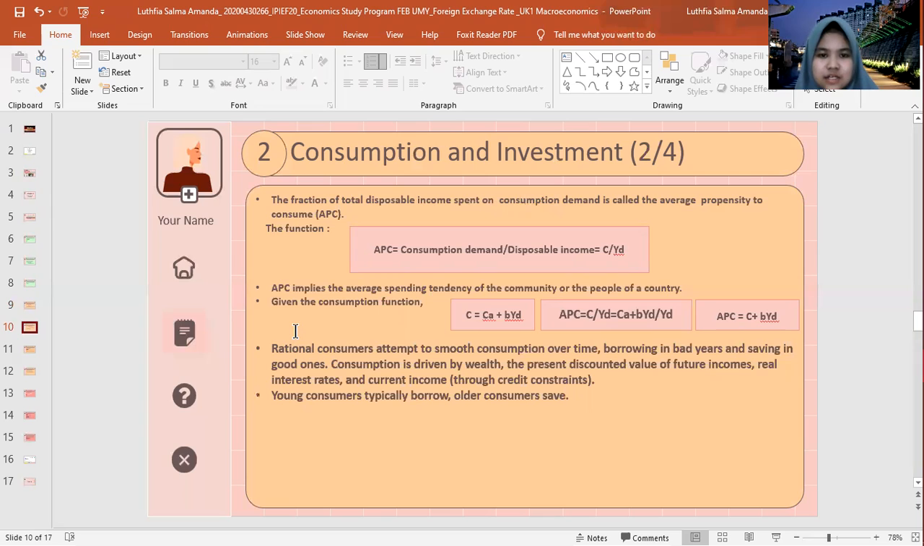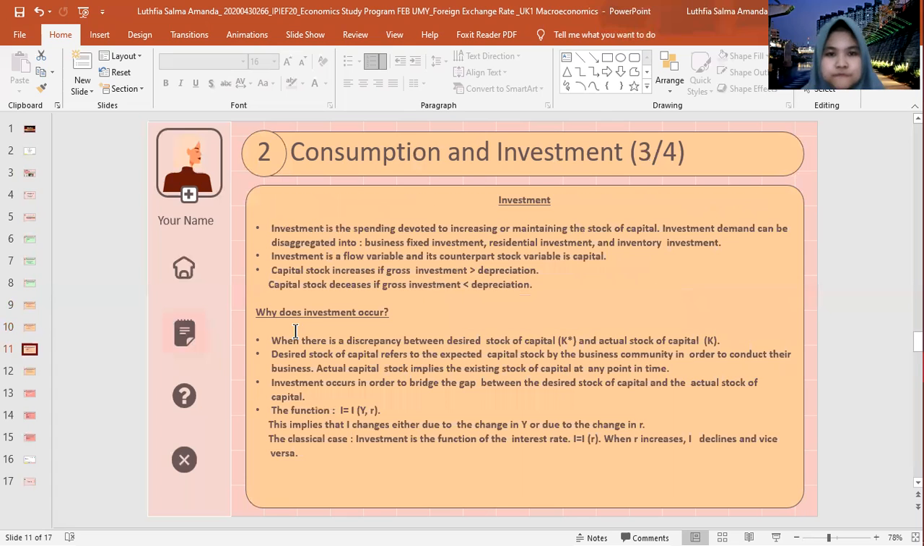APC implies the average spending tendency of the community or the people of a country. Rational consumers tend to smooth consumption over time, borrowing in bad years and saving in good ones. Consumption is driven by wealth, the present discounted value of future incomes, the interest rates, and current income through the credit constraint.